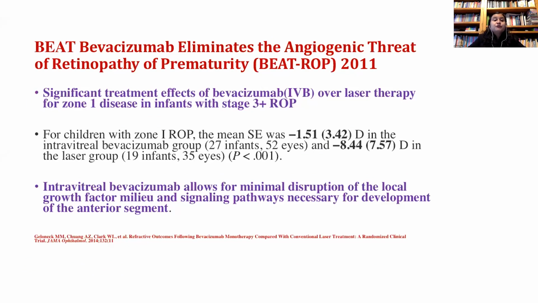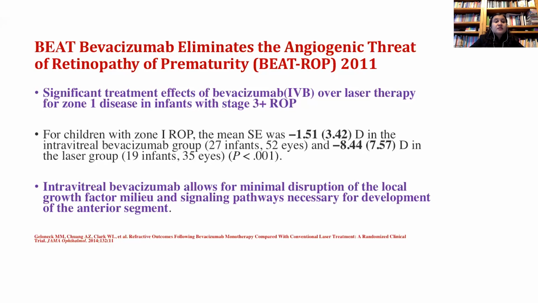The BEAT study, which was bevacizumab eliminates the angiogenic threat of retinopathy of prematurity. The study compared the effect of bevacizumab over laser therapy for zone 1 disease in infants with stage 3+ ROP. And this study found that in children with zone 1 ROP, the mean spherical equivalent was -1.5 with a standard deviation of 3.2 diopters in the intravitreal bevacizumab group, while it was quite high, -8.44 with a standard deviation of 7.57 diopters in the laser group.